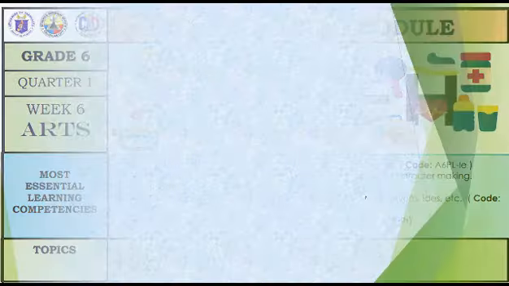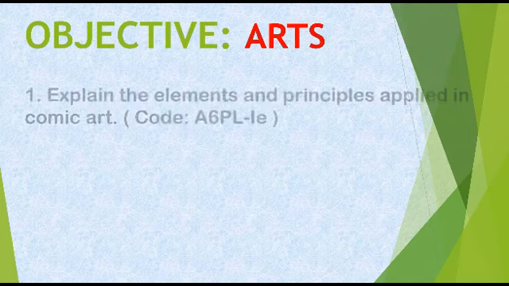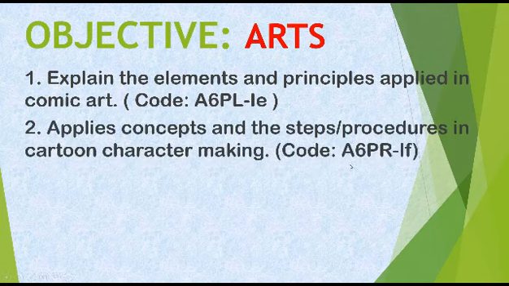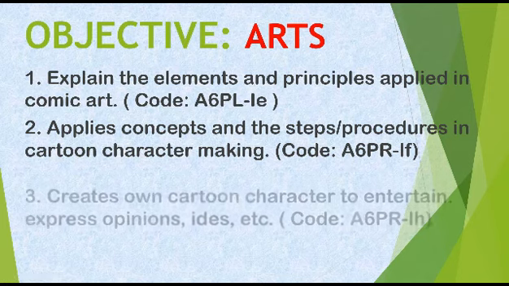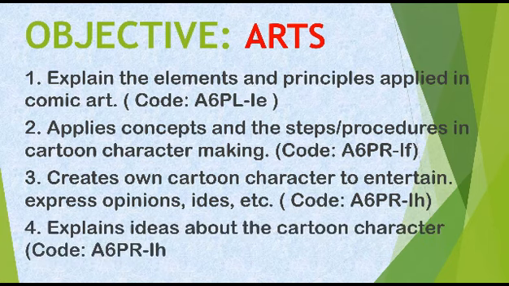So now let us proceed and let us talk about the objectives of the lessons in arts. In number 1, we have explain the elements and principles applied in comic art. Number 2, applies concepts and steps and procedures in cartoon character making. Number 3, creates own cartoon character to entertain, express opinions, ideas, etc. Number 4, explains ideas about the cartoon character.